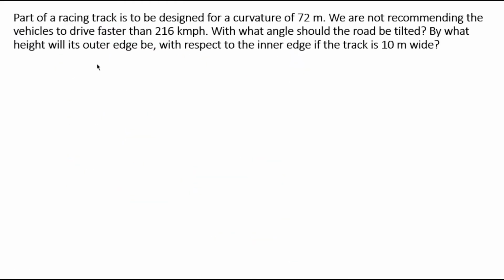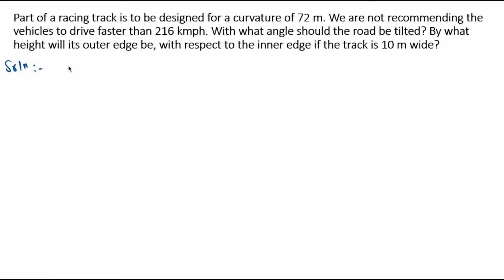Part of a racing track is to be designed for a curvature of 72 meter. We are not recommending the vehicle to drive faster than 216 km per hour. With what angle should the road be tilted? By what height will its outer edge be with respect to the inner edge if the track is 10 meter wide? So first of all, solution.